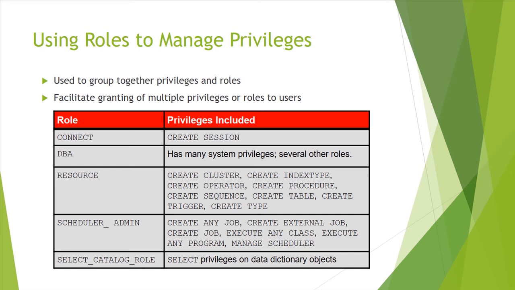The scheduler_admin predefined role comes with the create any job, create external job, create any class, execute any program, and manage scheduler system privileges. The last one is select_catalog_role. This role comes with select privileges on data dictionary objects. So if you grant select_catalog_role to a specific database user, that user can query the data dictionary, like DBA_tables, DBA_indexes, DBA_views, DBA_sequences, DBA_synonyms, and so on. So he can query the data dictionary tables and views.